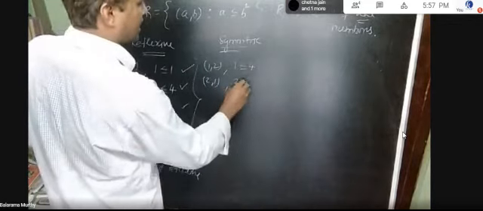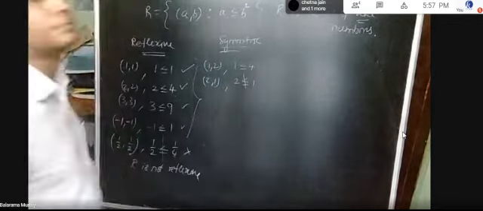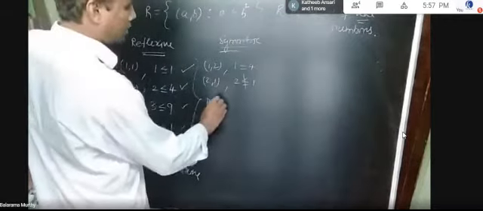2 is less than or equal to 1, which is not satisfied. So (1, 2) will be there, since 1 is less than or equal to 4, but (2, 1) does not satisfy the relation. 2 is not less than or equal to 1. Therefore, R is not symmetric. Now the last one, transitive.